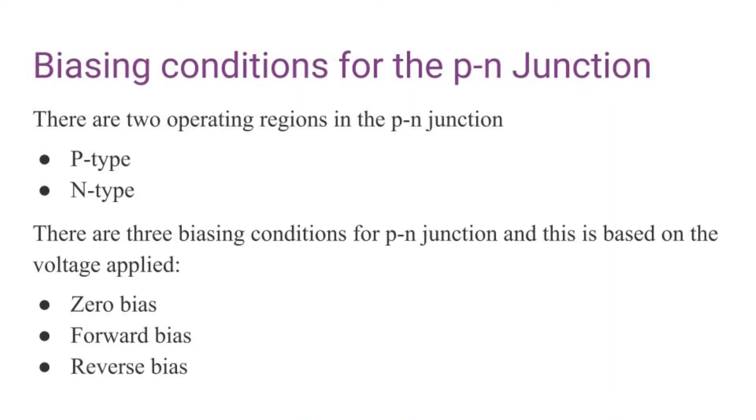There are two operating regions in the PN junction, namely P-type and N-type. There are three biasing conditions for the PN junction based on the voltage applied. Number 1, zero bias. Number 2, forward bias. Number 3, reverse bias. Let us see one by one.